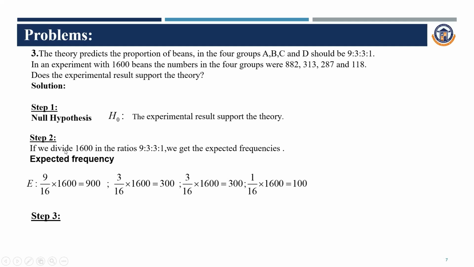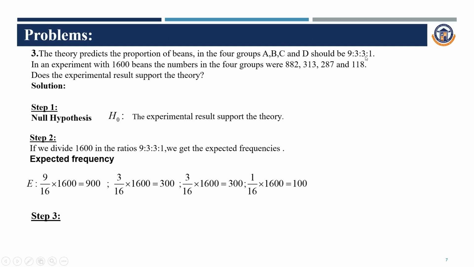In step 2, we find the expected frequency. Here, 1600 beans are given in the four different groups in the ratio 9:3:3:1. The expected frequencies are 9 divided by the total of the ratio, which is 16, into 1600, giving 900. Similarly, the second expected frequency is 3 divided by the total of the ratio, 16, so 3 by 16 into 1600 is equal to 300.